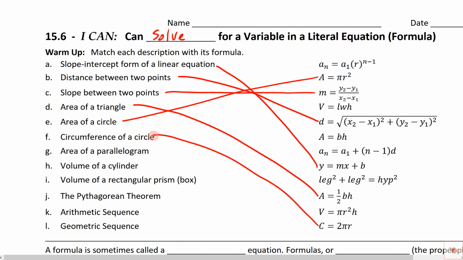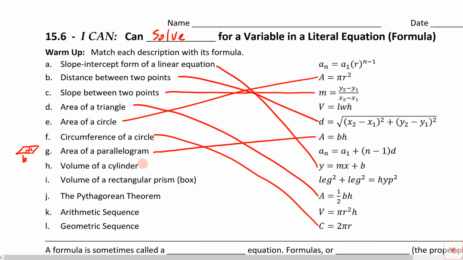So circumference of a circle there, and then area of a parallelogram. If you need a quick reminder, remember a parallelogram just has two pairs of opposite sides that are parallel. So it looks like this, and the base is this distance right here, and then we don't use this slanted height right here. We go from top to bottom, so that would be h. So the area of a parallelogram is just base times height, so that's going to be this.